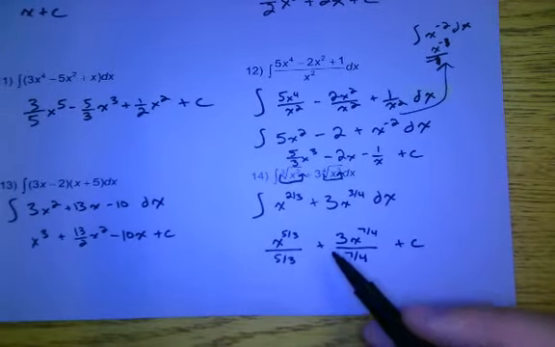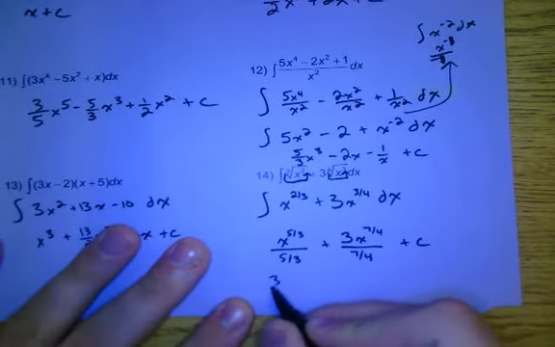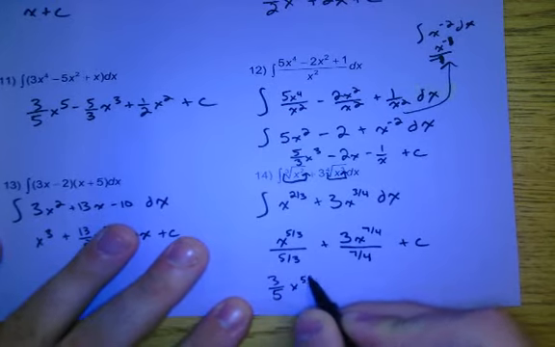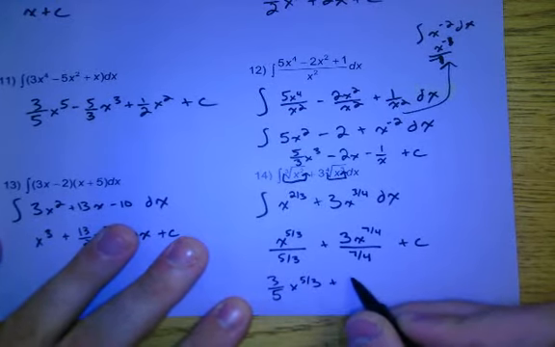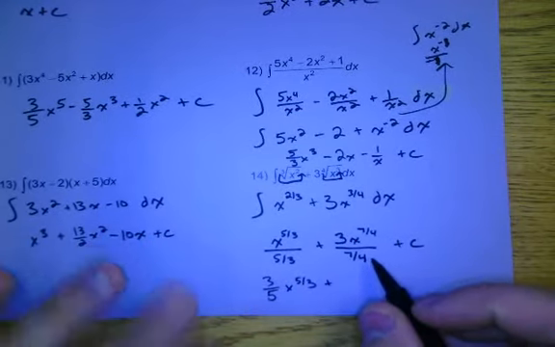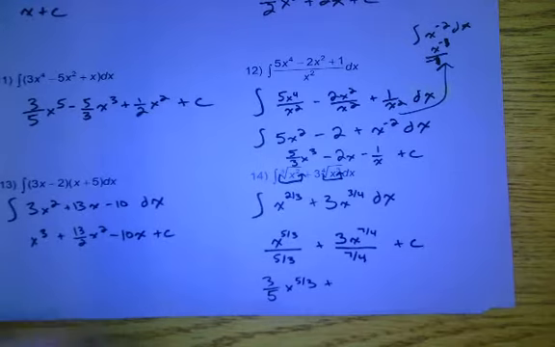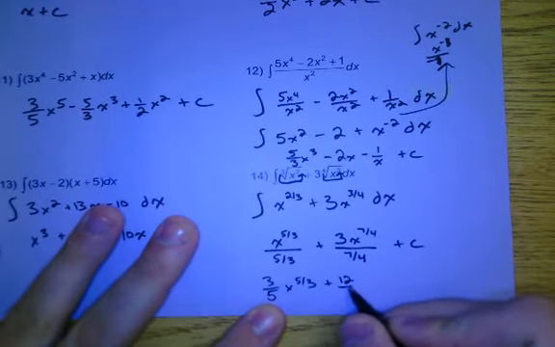Okay, so let's just clean this up. By flipping this, we're going to get 3/5 x to the 5/3 plus. Ooh, when I flip this, what's going to happen? I'm going to get 12/7. Very good, because you got to multiply that by 3.